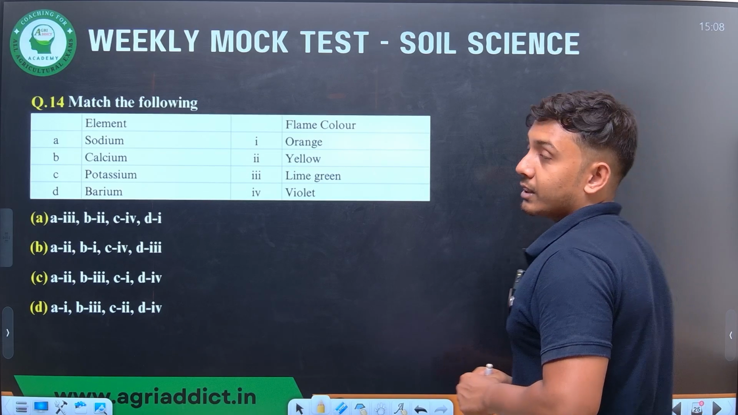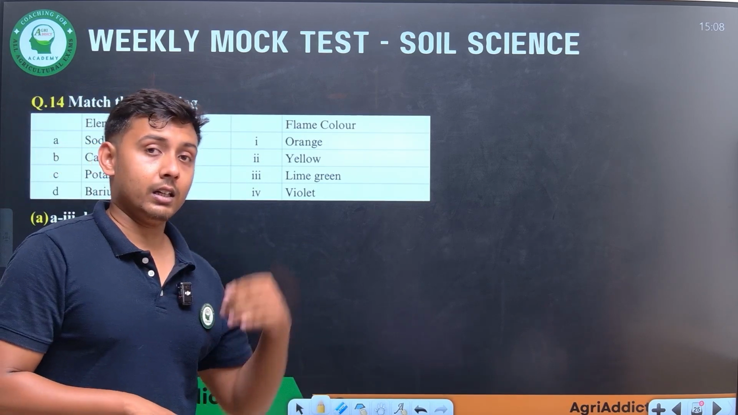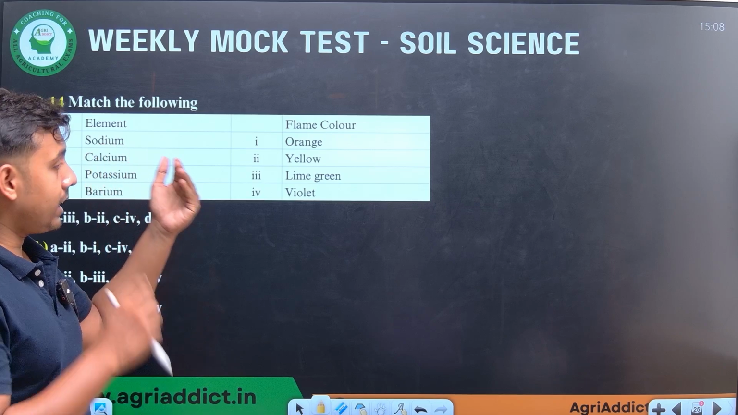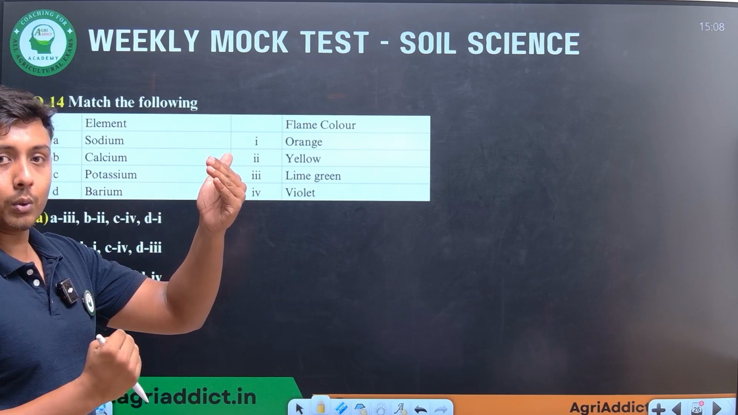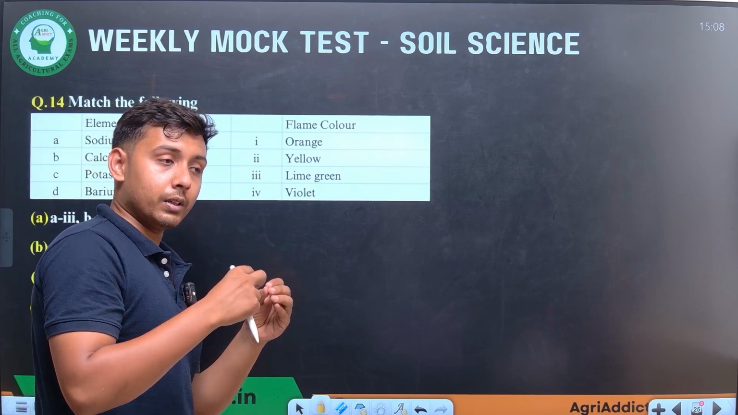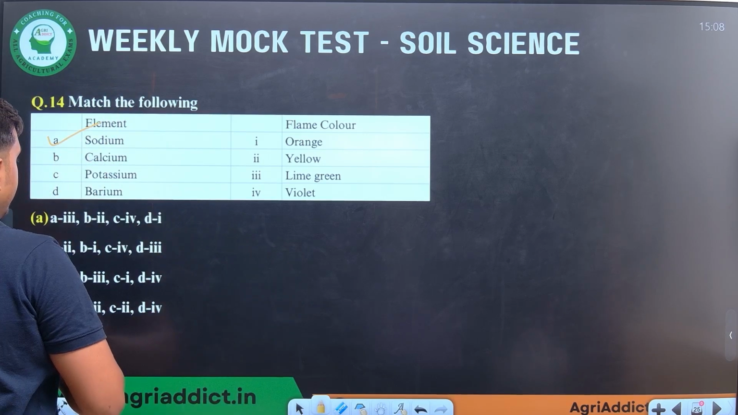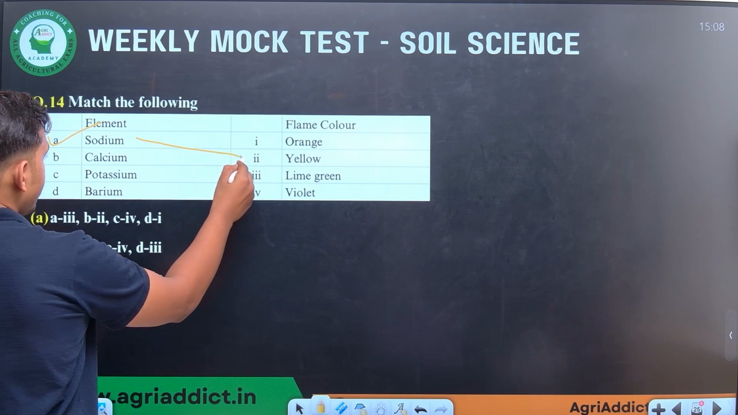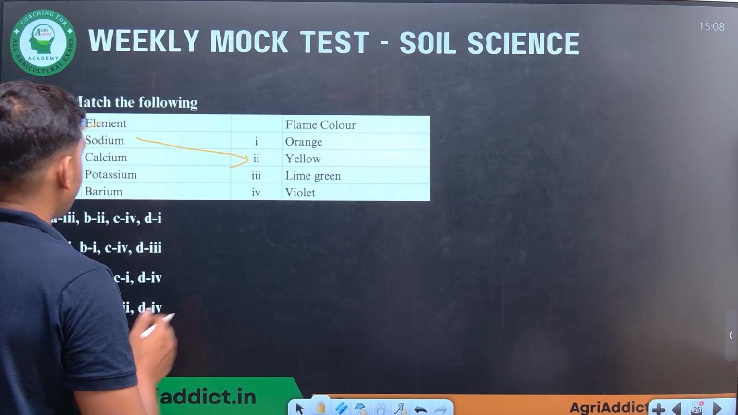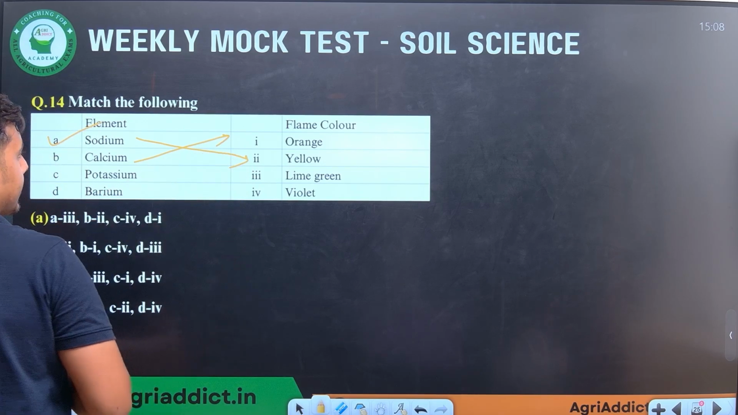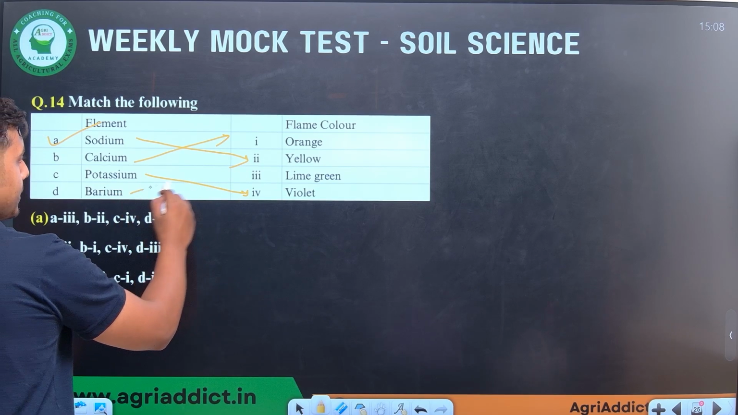So, match the following. What are the colors we get in the flame photometer? Flame color. We have already studied in the previous question that in every atom the electrons get to a higher state, then come back to the lower state. When it comes back to the lower state, it will emit some color or light. So for sodium, it is yellow, for calcium, it is orange, for potassium, it is actually violet, and the leftover, barium, is lime green.